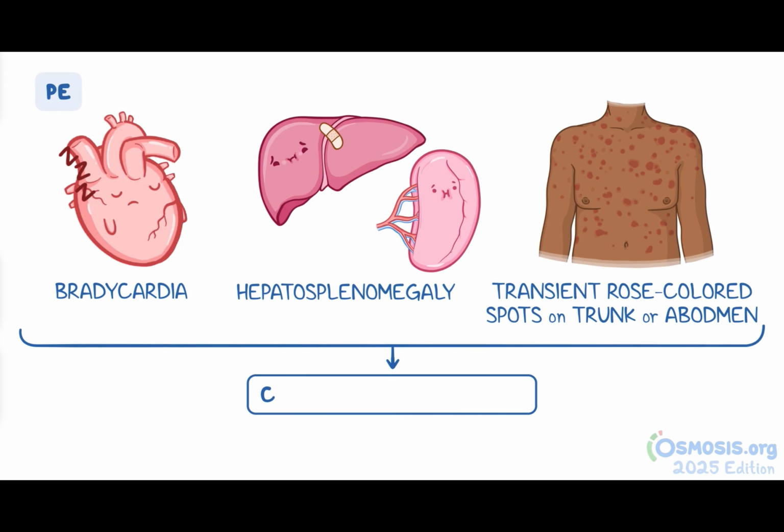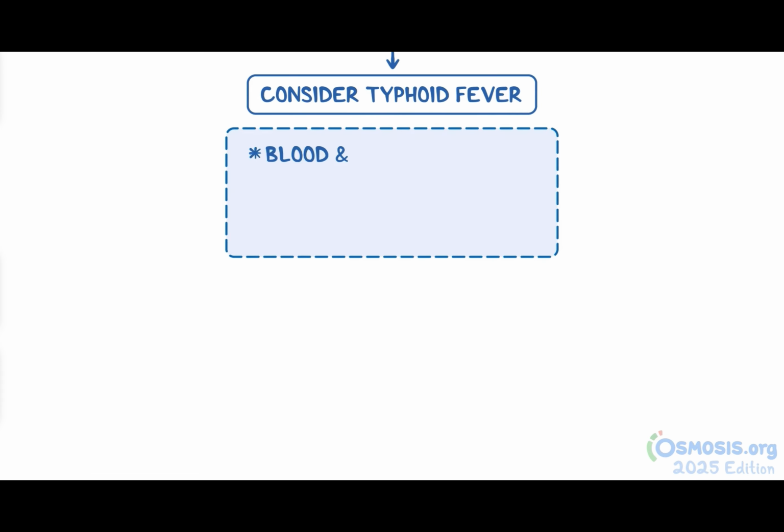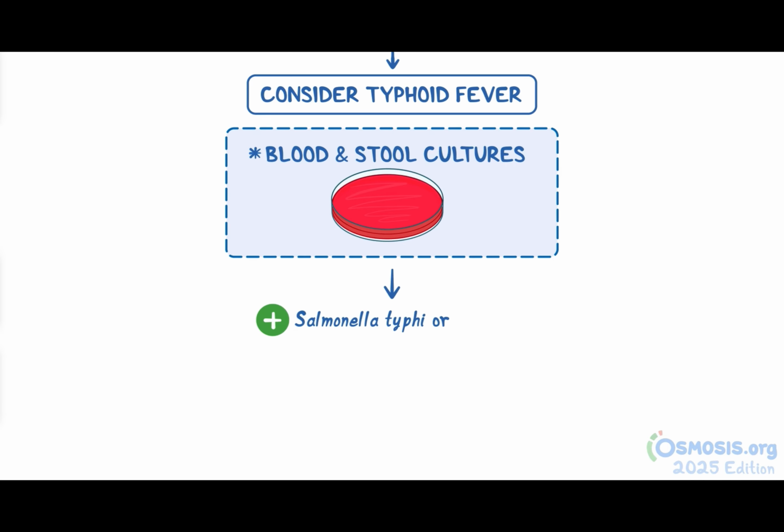With these findings, consider typhoid fever, also known as enteric fever. Your next step is to obtain blood and stool cultures. If either grows Salmonella typhi or paratyphi, diagnose typhoid fever.